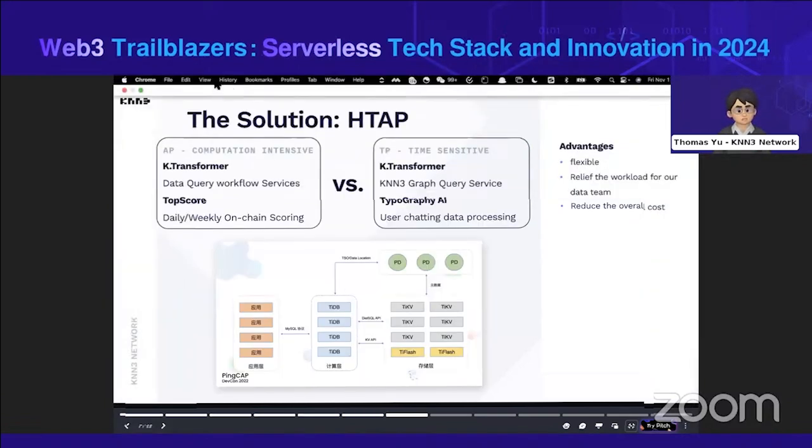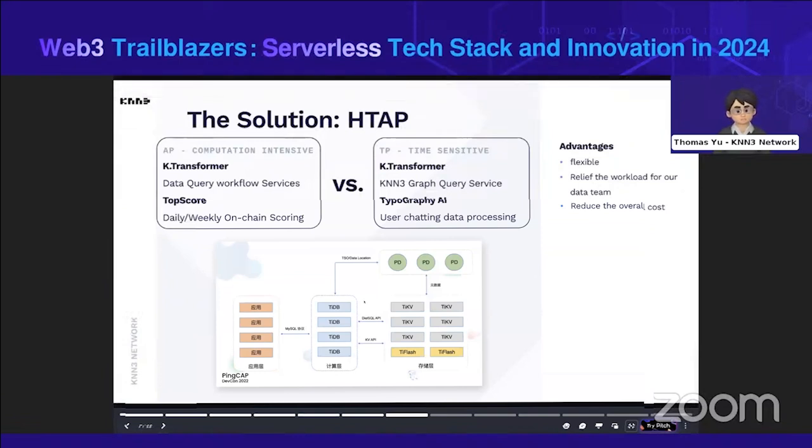All right, so let me dive into the first type of challenges. We have K-Transformer, which is helping people build the data query workflow, like writing the SQL or graph query on the K-Transformer platform. And you can deploy that workflow into our DevOps process. Then it can run every day or every hour, even every 10 minutes if you want. So that's a very computation intensive task.